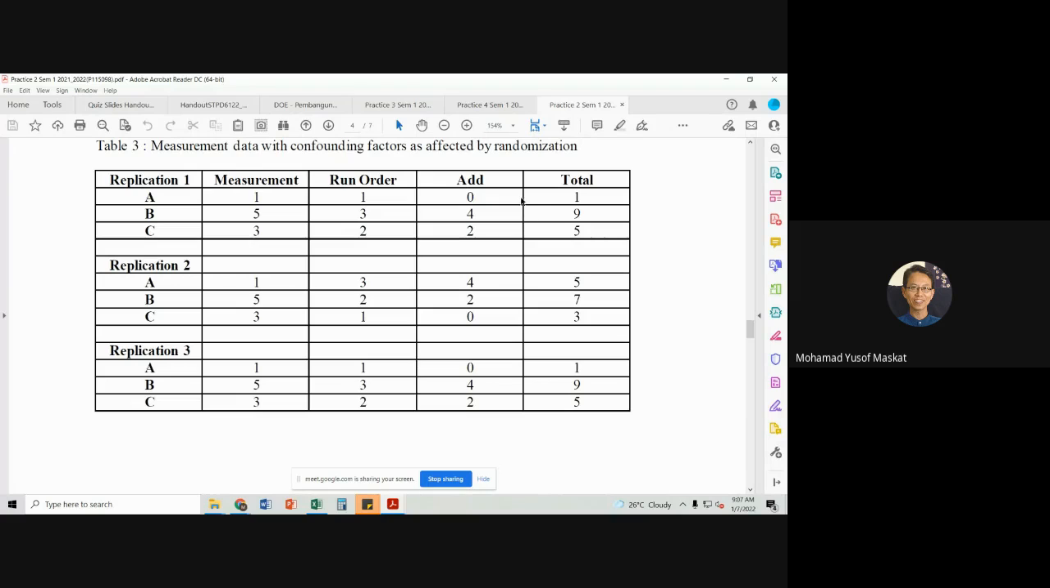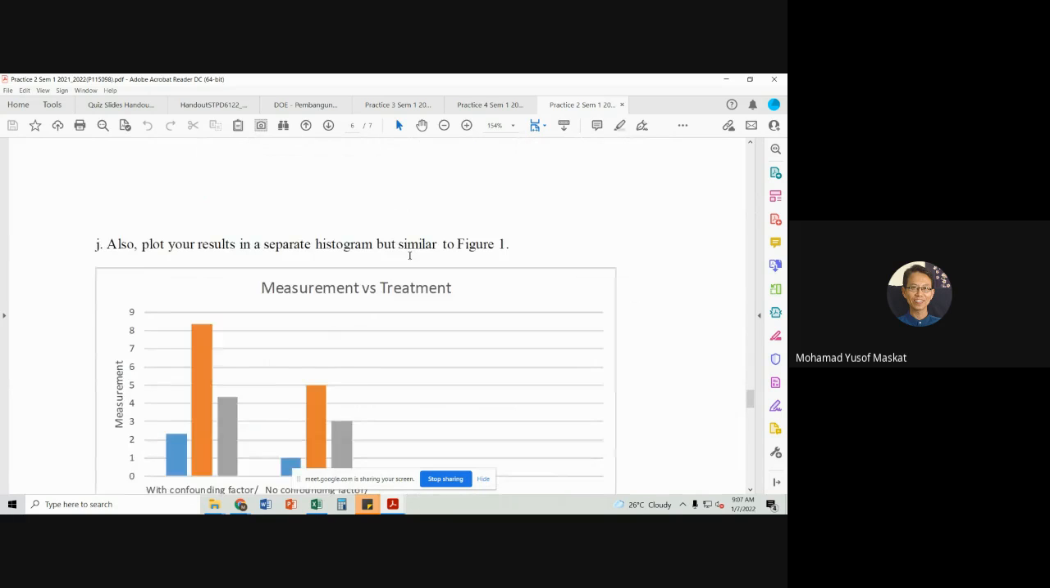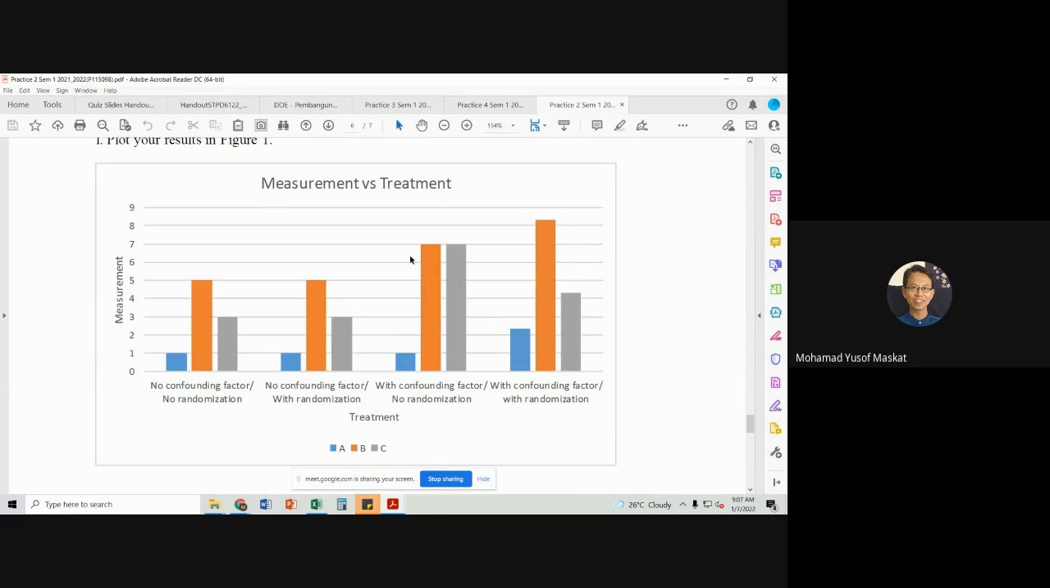And then there is a confounding factor where the confounding factor is based on the run order. If the run order is 1, then there is no change in the data. If the run order is 3, then 4 will be added to the data. And if the run order is 2, then 2 will be added to the data. After that, I have asked you to do 3 replications.